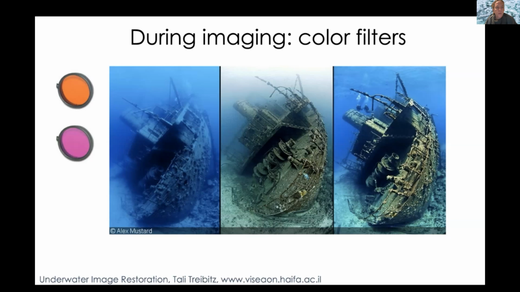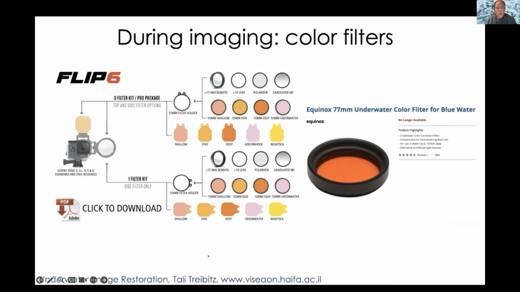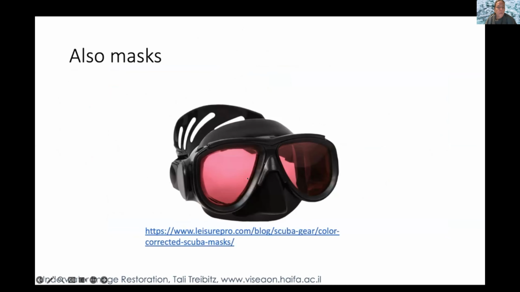So if you image through something that has a lot of red, like purple or orange, this is the image you will get. So it will compensate, just make the amount of colors more uniform. Now, what's the drop? If you look, there are some filter packages you can buy for GoPros and other things. And there are also some masks that are sold, which are red.